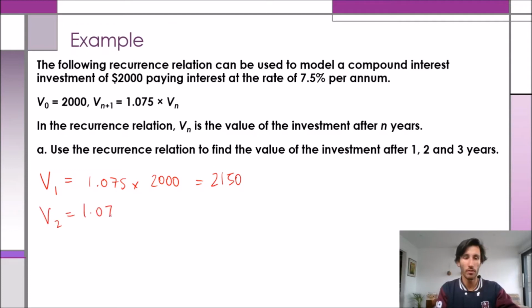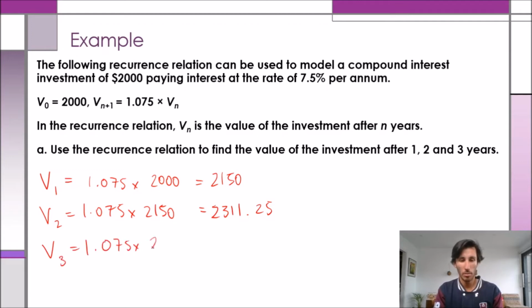V2 is 1.075 times 2,150, which is $2,311.25. V3 is, you do the same thing again, but you're putting this new value in, and that is equal to $2,484.59. So if a question asks for the value after 1, 2, and 3 years, or each of the next 3 years, you do have to write every value out. So you do have to do this by hand, write every value out.